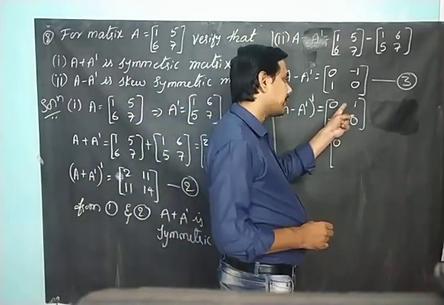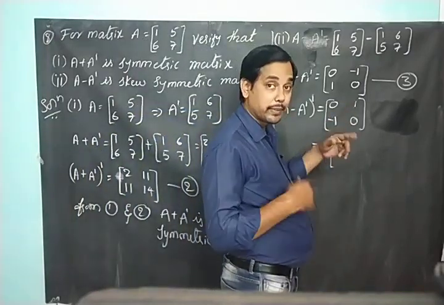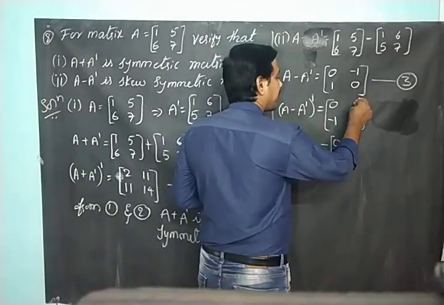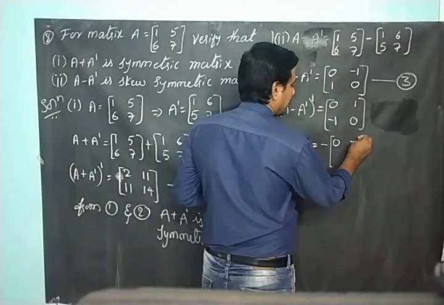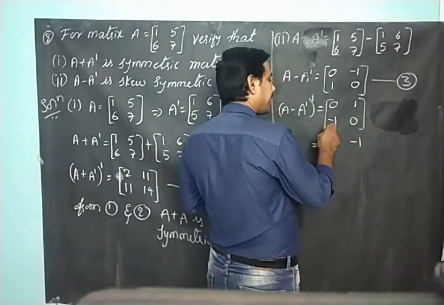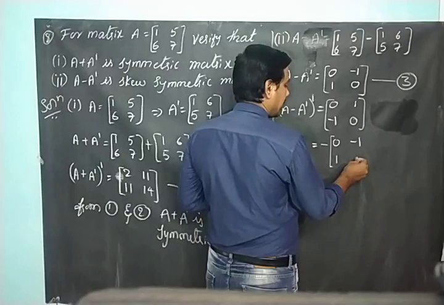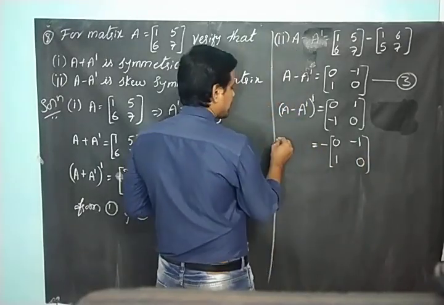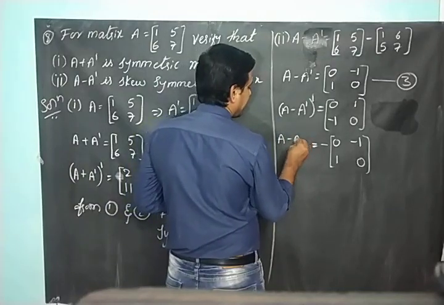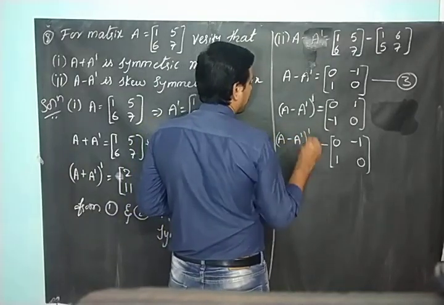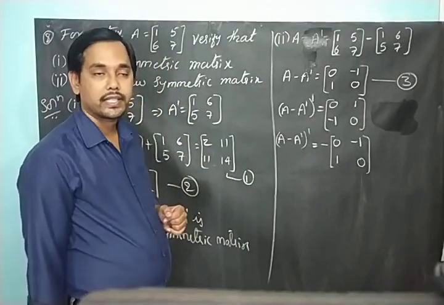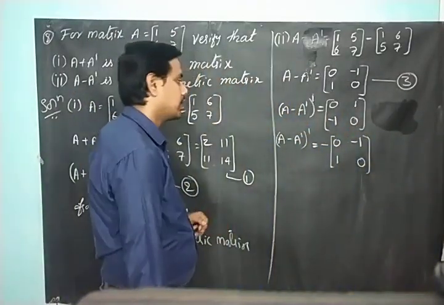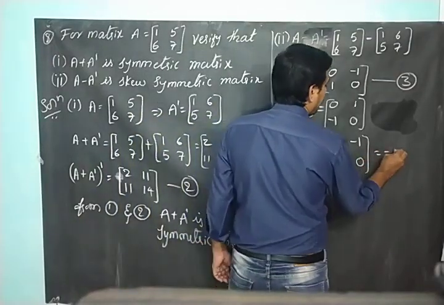If negative is taken, all positive values inside the matrix become negative, and negative values inside the matrix become positive. So what are we having here? 1 becomes minus 1, minus 1 becomes plus 1, and 0 stays as it is. So what is this? It is (A minus A transpose) whole transpose.